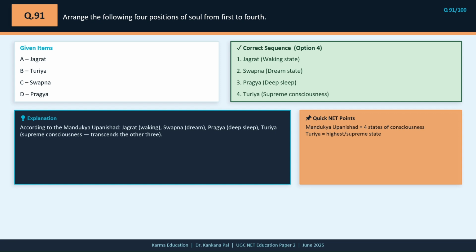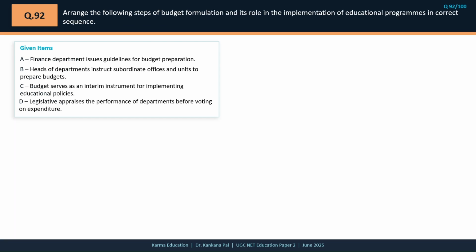Well, according to the Mandukya Upanishad, these are the four states of consciousness. Jagrat means waking state. Swapna means dream state. Pragya means deep sleep state. Turiya means supreme consciousness. A quick net point. Turiya is considered the highest state of consciousness. Now, moving on to question number 92.